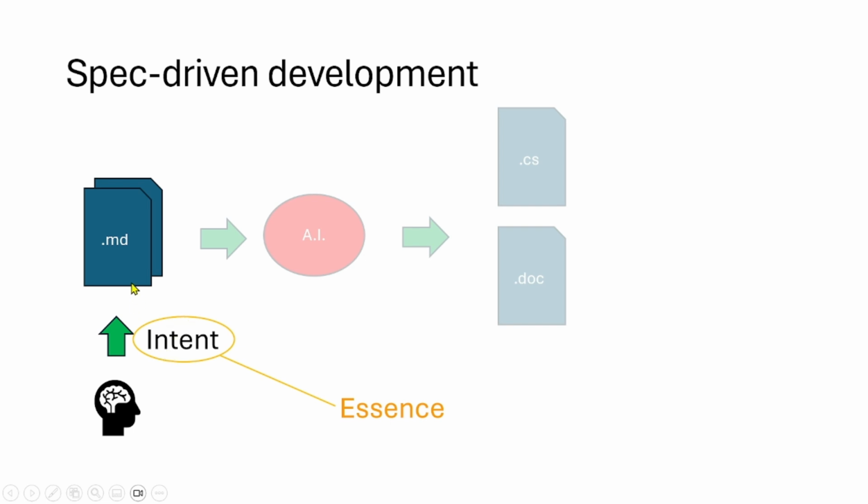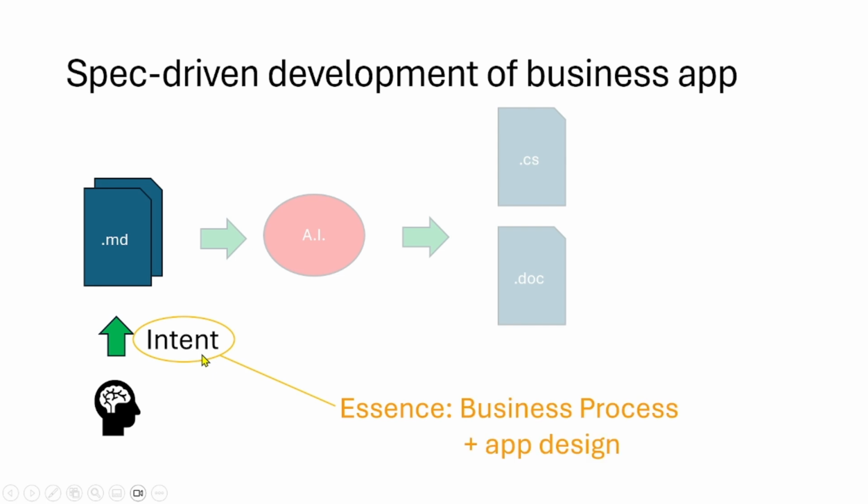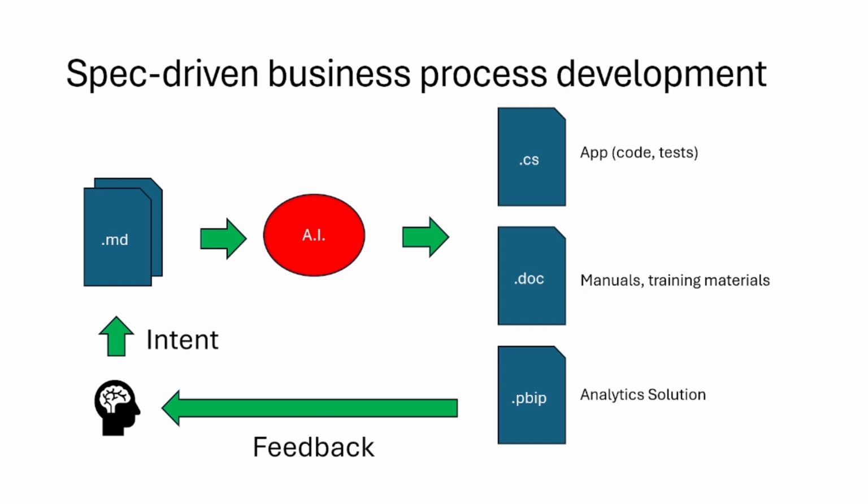The intent that we here codify in these Markdown files, which we call the specification, is the essence of what we want to convey to the AI, namely the business process and the app design. When we do this, we, in theory, create a feedback loop because what the AI generates, including the analytics solution, gives us feedback on what can be improved. And that feedback we can then again codify as intent for changes in the application, and on it goes.